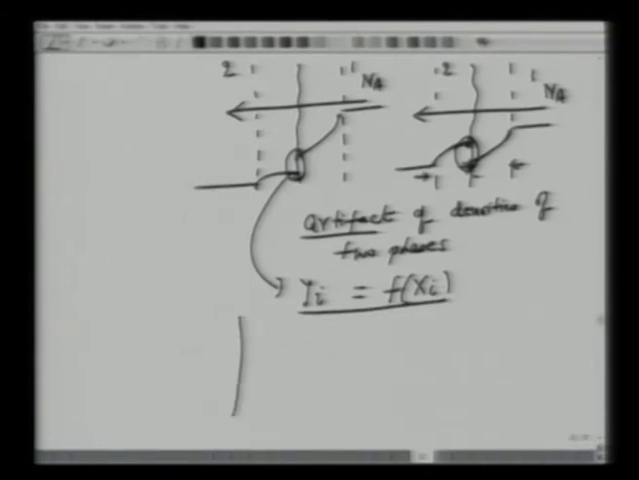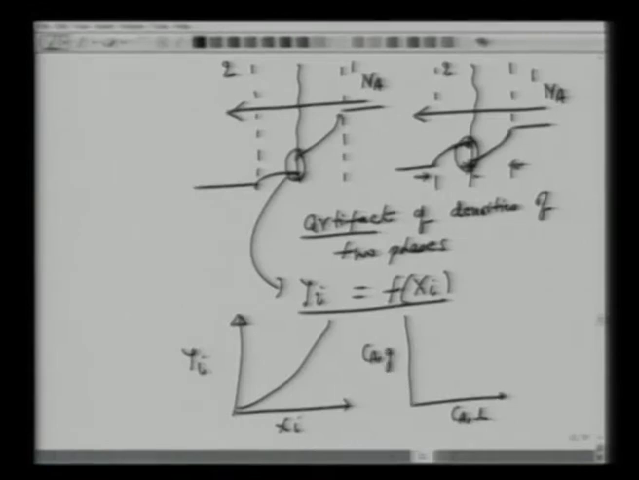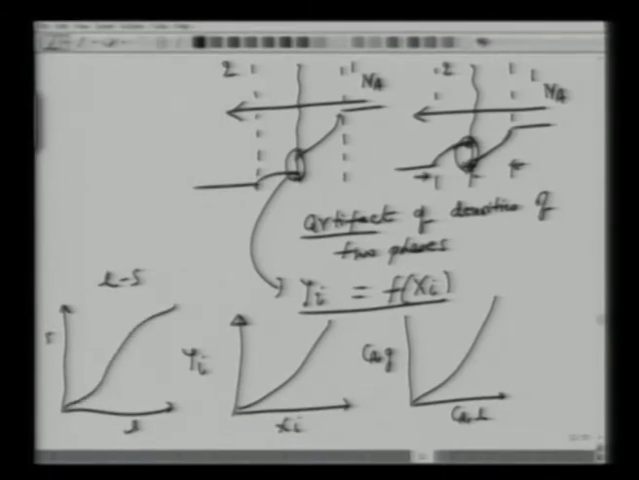So one has done a batch experiment or some reported data where, knowing xi, we can calculate yi, or knowing CAL we can calculate CAG in the gas phase. Or in case of, say, liquid-solid, knowing the concentration in the liquid phase, we can calculate the concentration in the solid phase. So this is called an isotherm.